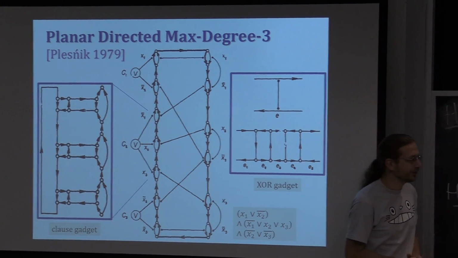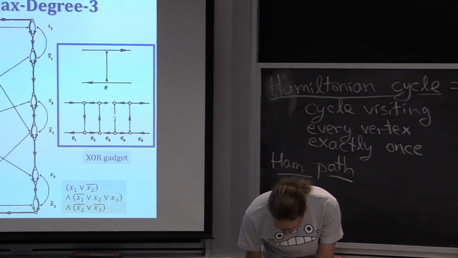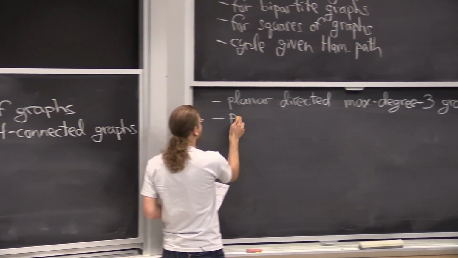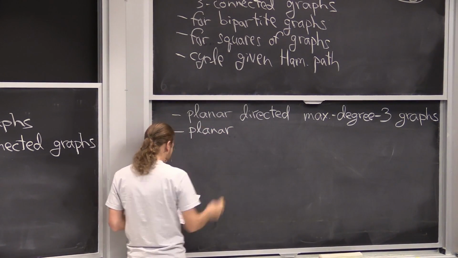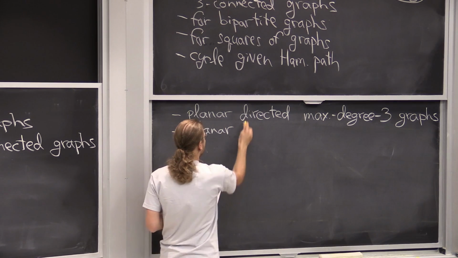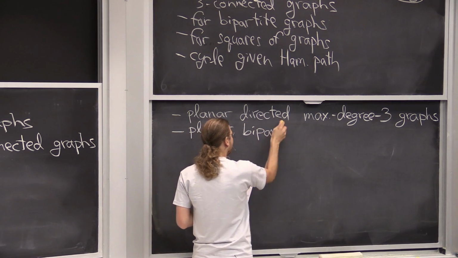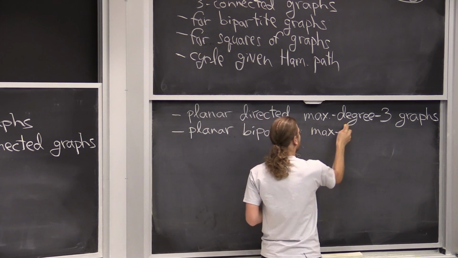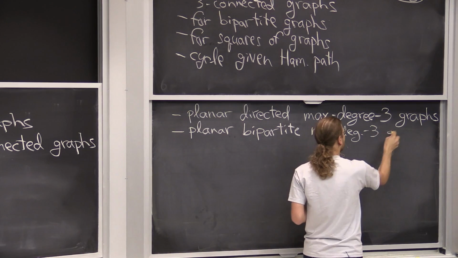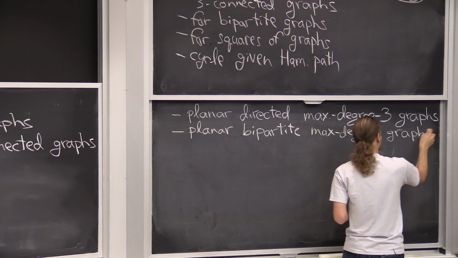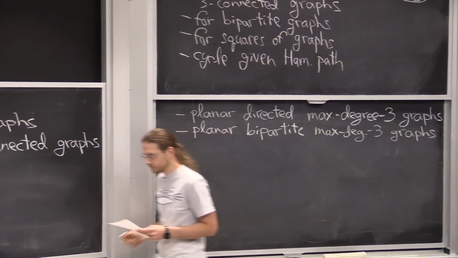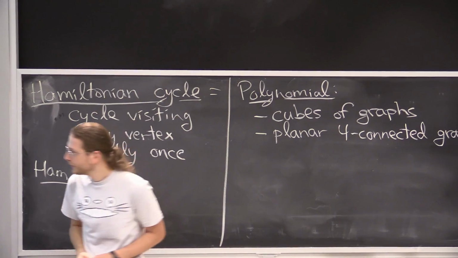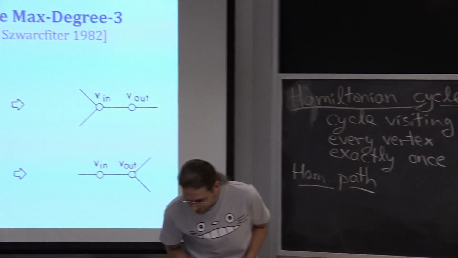All right? So far, so good. Next, I have a goal. I'm still not going to tell you the goal. Next one is going to be planar bipartite max degree 3 graphs. Undirected. This is going to be one of our simplest reductions ever.